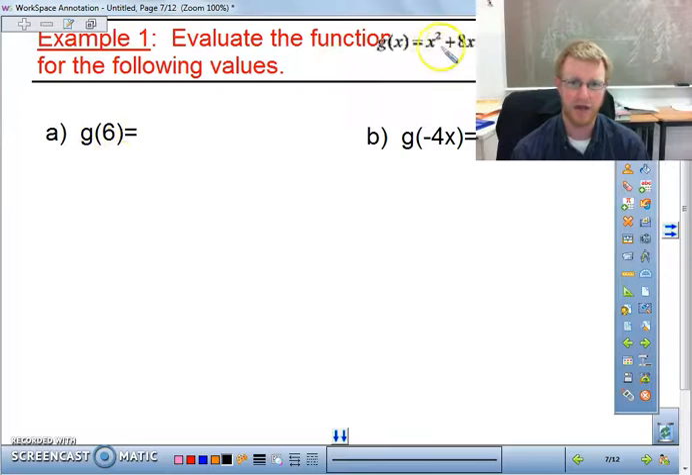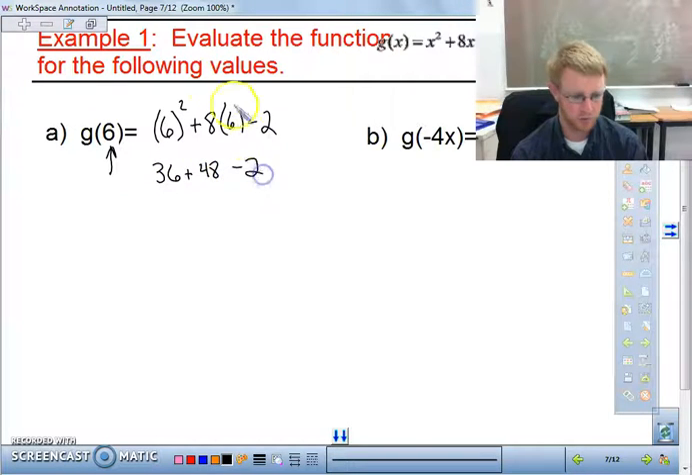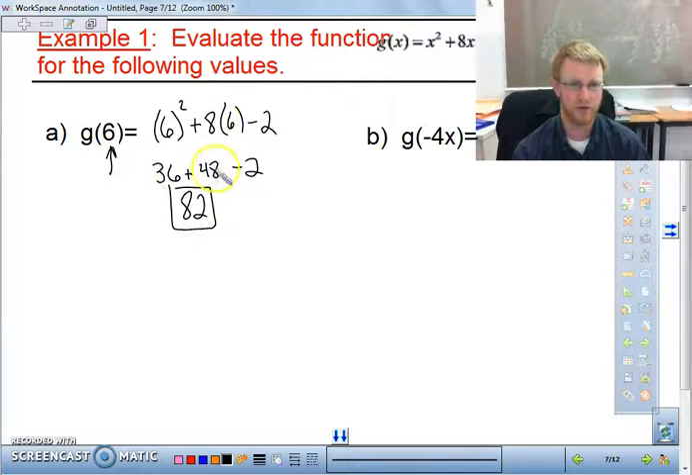So we have our function g of x equals x squared plus 8x minus 2. What is g of 6? Well, it just means that 6 is going to be our input. So that means we have 6 squared plus 8 times 6 minus 2. So 36 plus 48 minus 2. And the value of that, when you put it into a calculator or do the math in your head, is 82. So g of 6 equals 82.